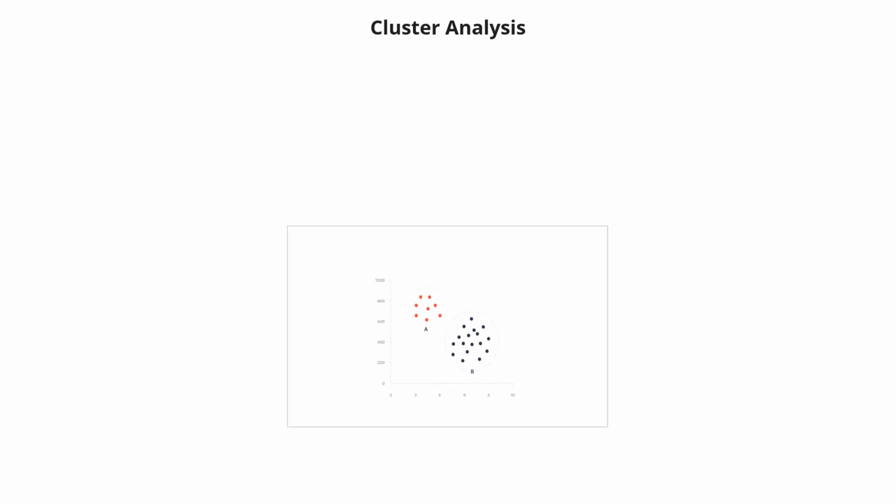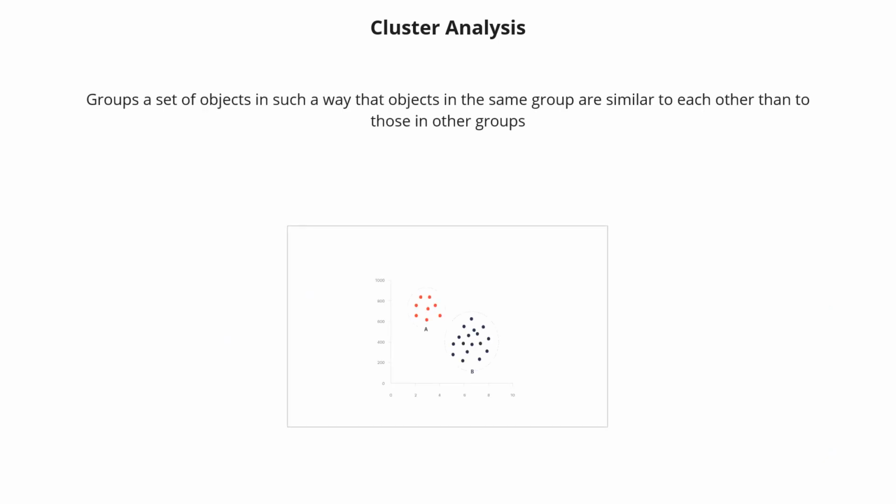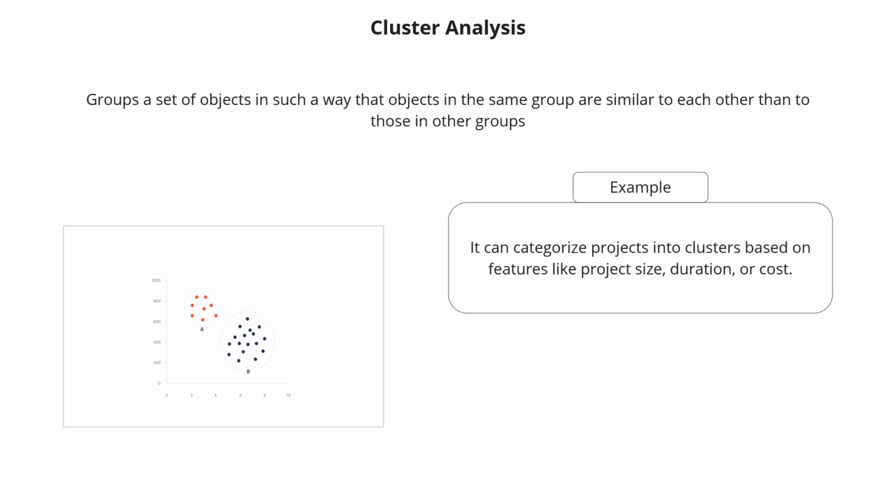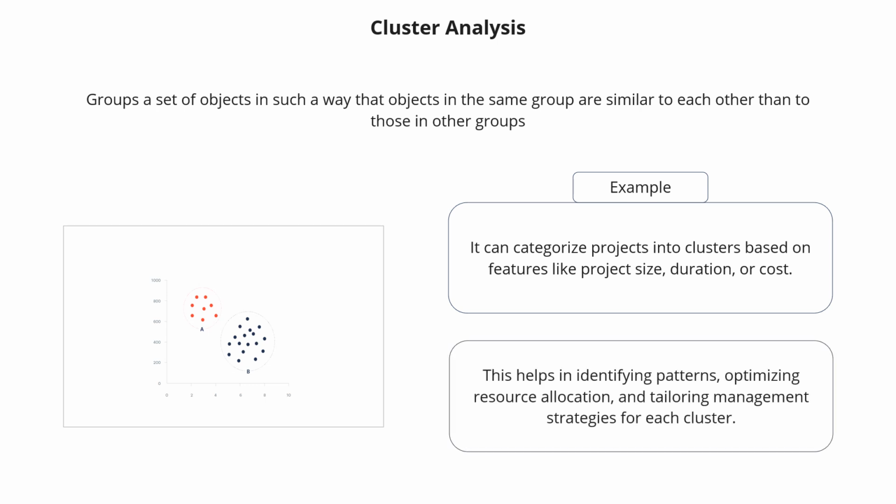Cluster analysis involves grouping a set of objects in such a way that objects in the same group are more similar to each other than to those in other groups. For example, it can be used to categorize projects into clusters based on features like project size, duration, or cost. This can help in identifying patterns, optimizing resource allocation, and tailoring management strategies for each cluster.